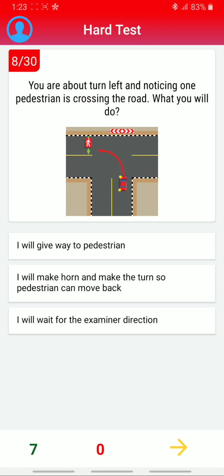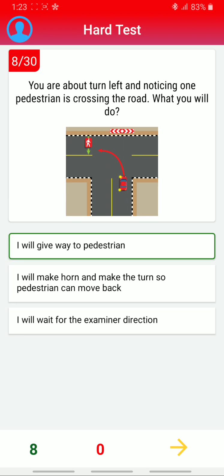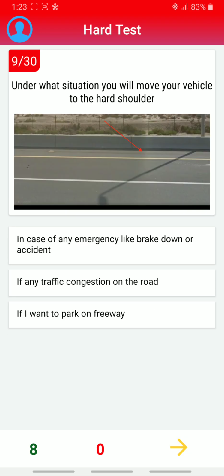You are about to turn left and notice one pedestrian crossing the road. What will you do? As I told in the previous question, whenever there is a pedestrian or school, you need to give way to them. You need to give priority to them to pass first. So you need to wait and give way to the pedestrian to pass. The first answer is correct.